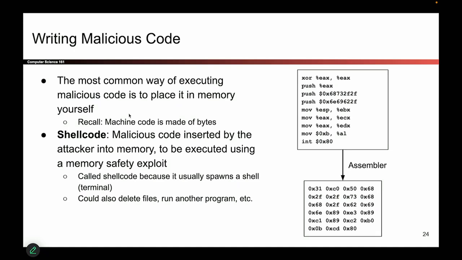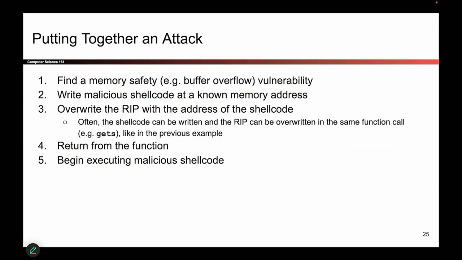OK, so we now know that we can write malicious code ourselves, put it in the program, and cause the program to execute that malicious code. So let's see what that looks like and try to put together the whole attack. Here's what we're going to do. First, we're going to find the vulnerability. We're going to try and find where in the program the attacker can write out of bounds. We are going to write the shellcode into memory. The shellcode wasn't there, so we are going to write it there ourselves.